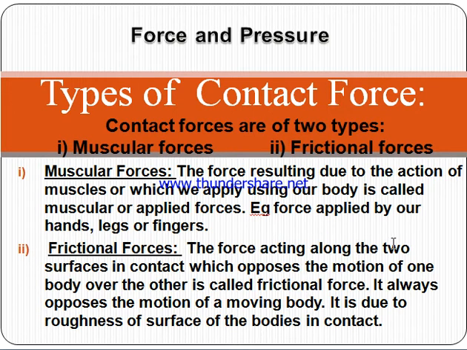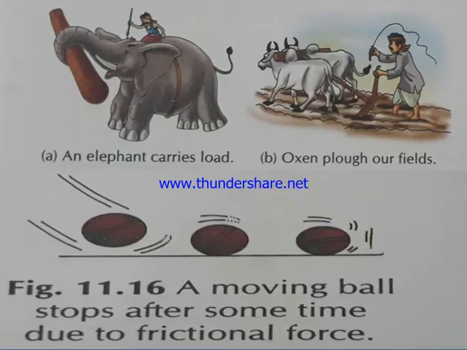It is the force acting along two surfaces in contact, which opposes the motion of one body over the other, known as frictional force. It is always opposite to motion and decreases the speed of the moving object. It is due to the roughness of the surface. The more the roughness, the more the friction.